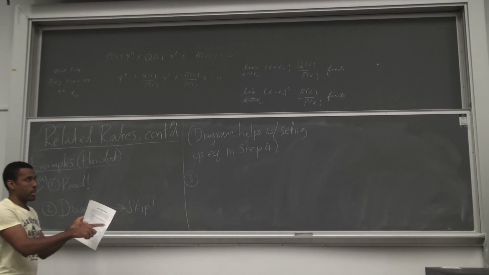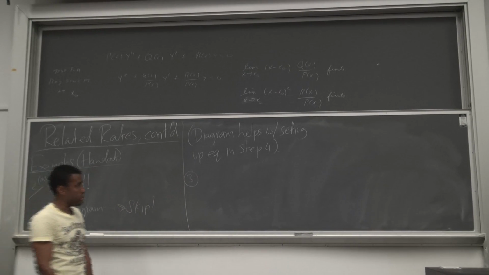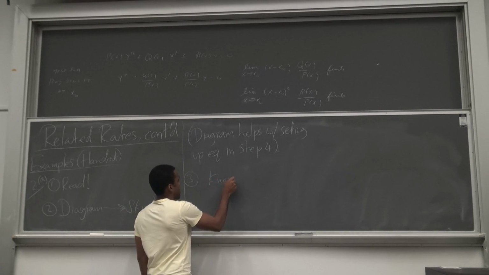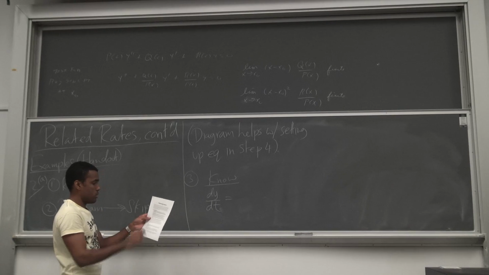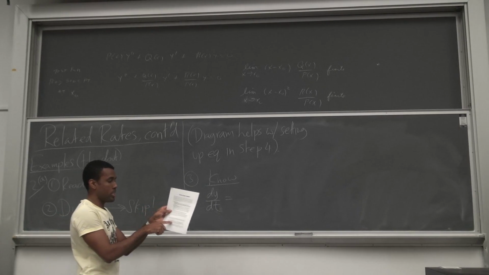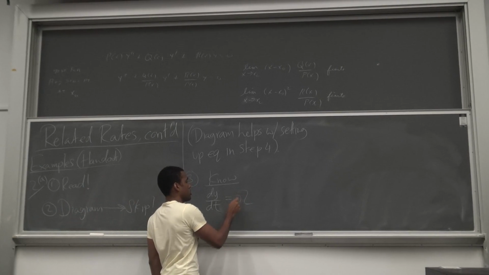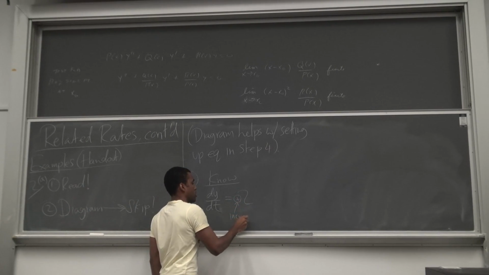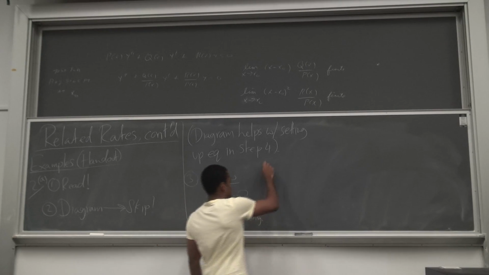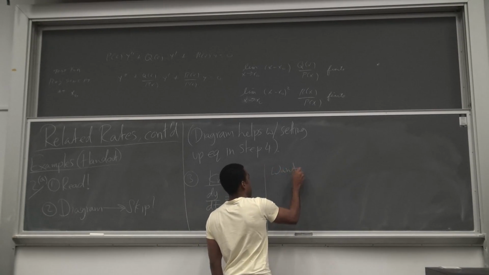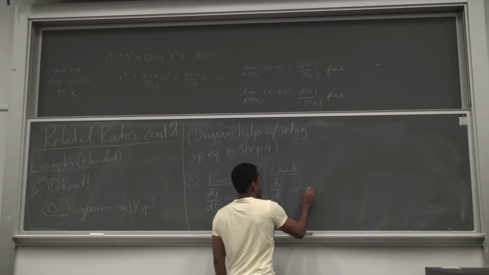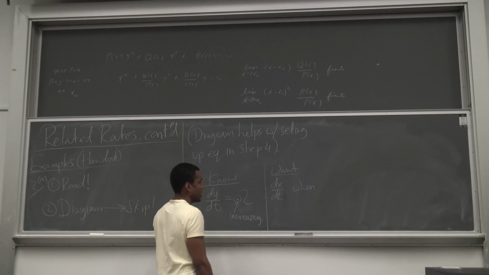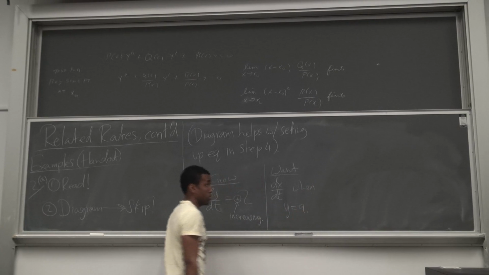Step 3 would be to write down the given information. Write down what you know and what you want to find in terms of rates. So what do we know so far? y equals x cubed plus 1. I know how fast the y coordinate is changing. They told me that it's changing at 2 units per second. It's increasing, which means it's a plus 2 because it's increasing. What do we want? We want dx/dt. When do we want it? We want it when y is equal to 9.